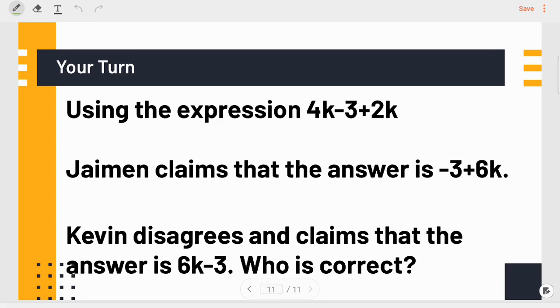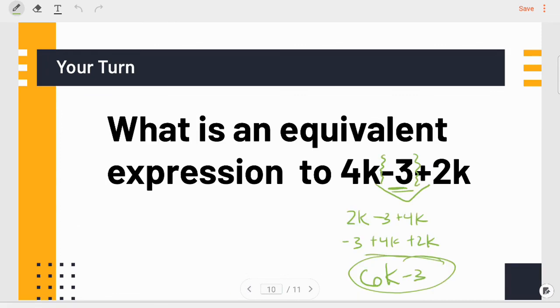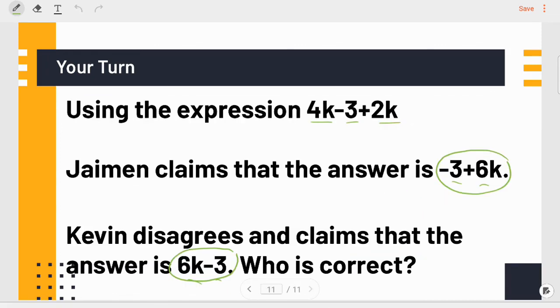All right, here's the answer. They're both correct. Remember, if I simplify my expression, which is what Jamin did and what Kevin did, we went from having 3 different things to having 2. You'll notice that when I wrote my answer, I wrote 6k minus 3. My answer agreed with Kevin, but would it be okay to write it the way Jamin did?